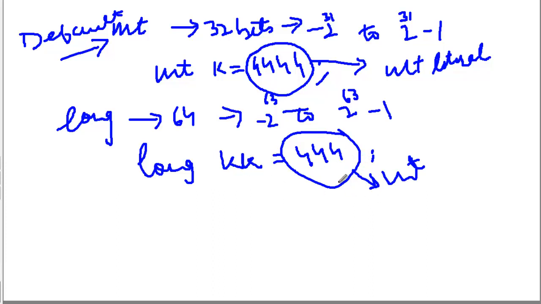So the range will however be restricted by the range of the int. As soon as you append an L to this, it becomes a long literal, and the memory now allocated goes from 32 to 64 bits. So this is an important point to remember: whenever we write a long literal, do not forget the L. We can just see this difference also.